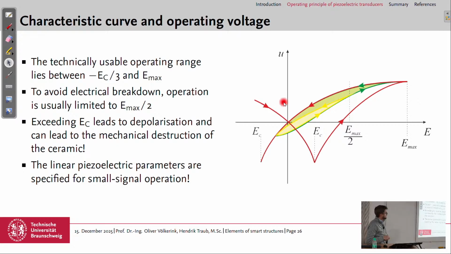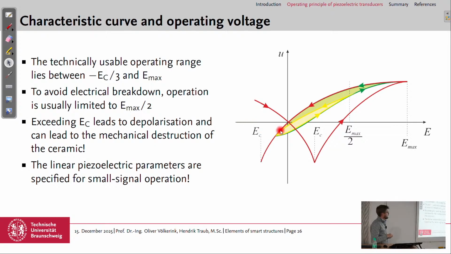So the blue, so going up with the green and then coming up with the blue line would be the hysteresis we use technically. Exceeding the EC would lead to a depolarization, as we saw with the circle diagrams, also in the hysteresis, and could also lead to mechanical destruction. We will have a look tomorrow at a small signal operation where we could linearize the behavior to have a simple model or a simple description of the behavior.